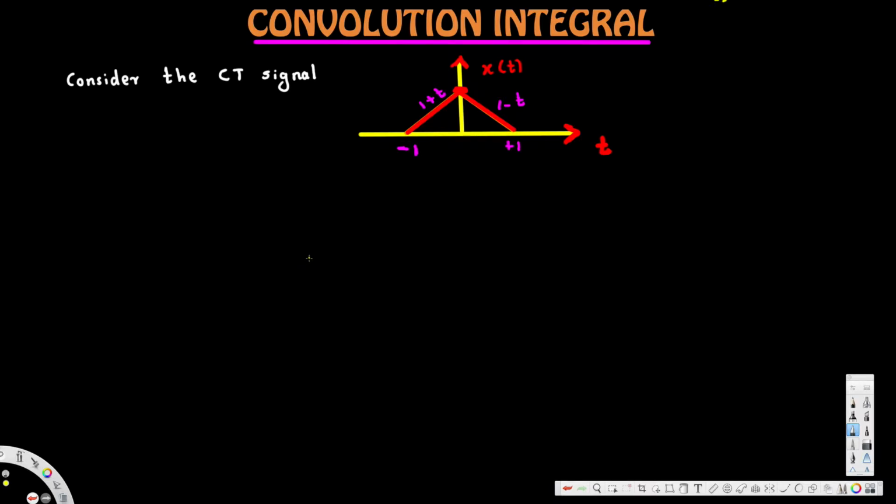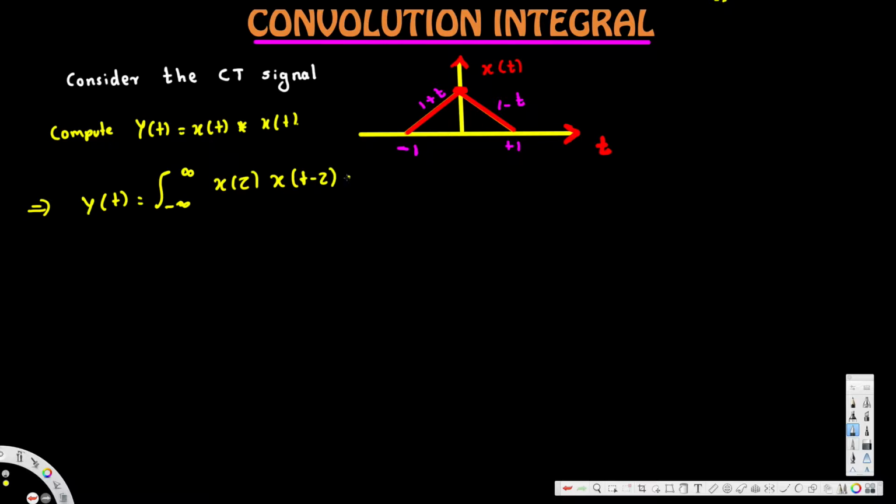In this video we are going to talk about the convolution integral. Here we have the signal given. Let's say the question is asking us to compute y of t that is equal to x of t convolved with x of t. If we express this in terms of an integral, it looks like this: y of t is equal to the integral from negative infinity to infinity of x of tau times x of t minus tau d tau.